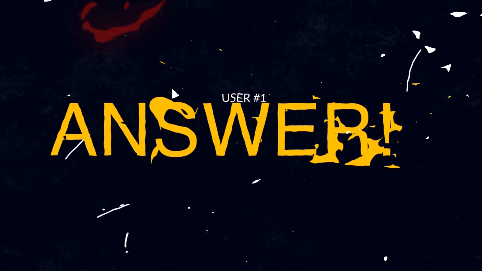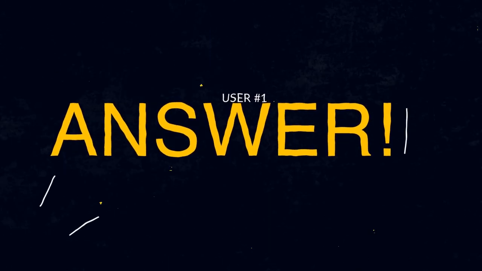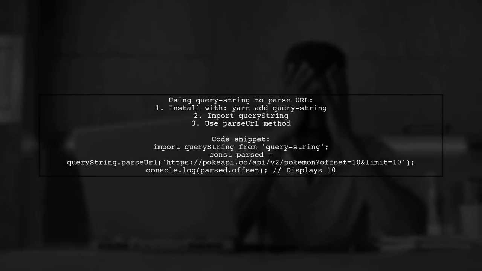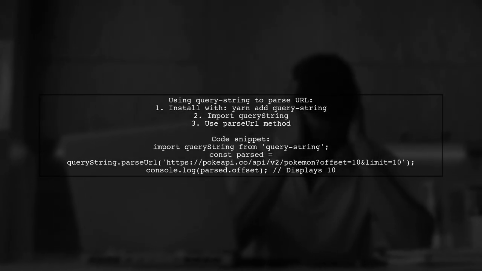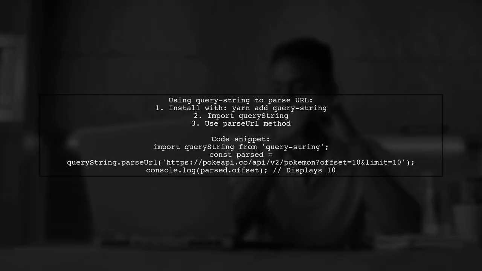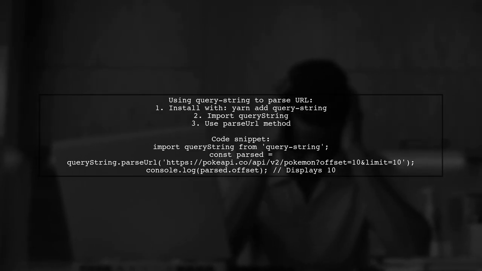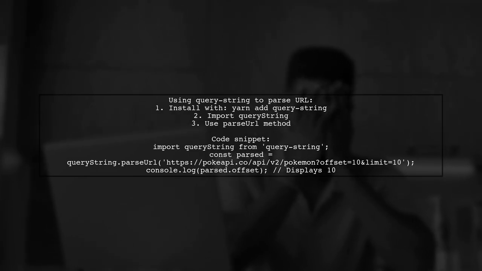Let's now look at a user-suggested answer. To parse a URL and get query variables in React Native, you can use the query string library. First, install it using yarn. Then import query string and use the parse URL method to extract the query parameters.